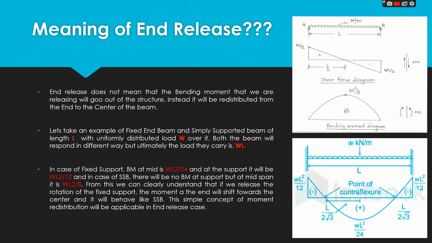In order to clarify it, let's take an example of a fixed end beam and a simply supported beam of length L with uniformly distributed load W over it. Both beams will respond in different ways, but ultimately the load they carry is WL. In the case of the fixed beam, bending moment at mid is WL square by 24, and at the support it will be WL square by 12. And in case of the simply supported beam, there will be no bending moment at support, but at mid it will be WL square by 8.